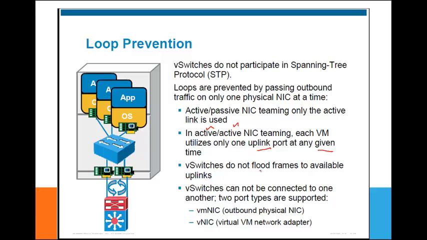vSwitches do not flood frames like a normal layer 2 switch. A normal layer 2 switch, if the destination is unknown, will flood. vSwitches don't do that. They send it via one of the physical interfaces outbound. By doing so, it prevents loops.